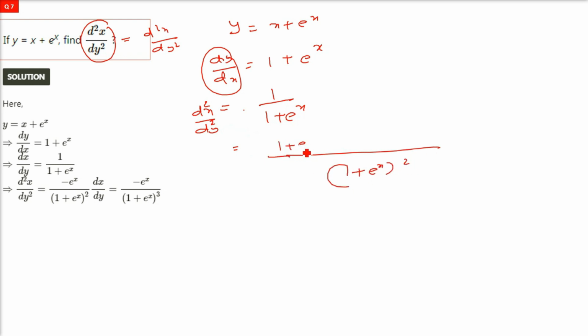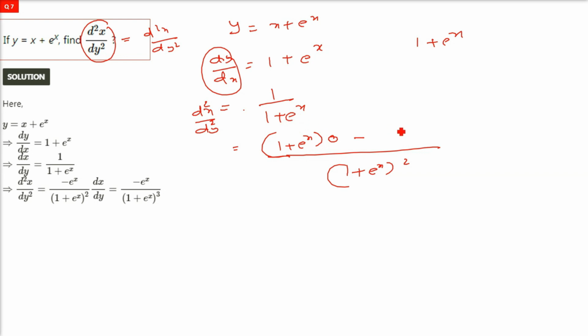So we'll use the quotient rule. 1 plus e to the power x whole square in the denominator, and in the numerator 1 plus e to the power x times the differentiation of 1, which is 0. Then 1 will remain like that. The differentiation of 1 plus e to the power x is e to the power x only. So this term is going to be 0, we have a negative, and e to the power x remains as e to the power x, because the differentiation of 1 plus e to the power x is only e to the power x. You can just write it as e to the power x here.